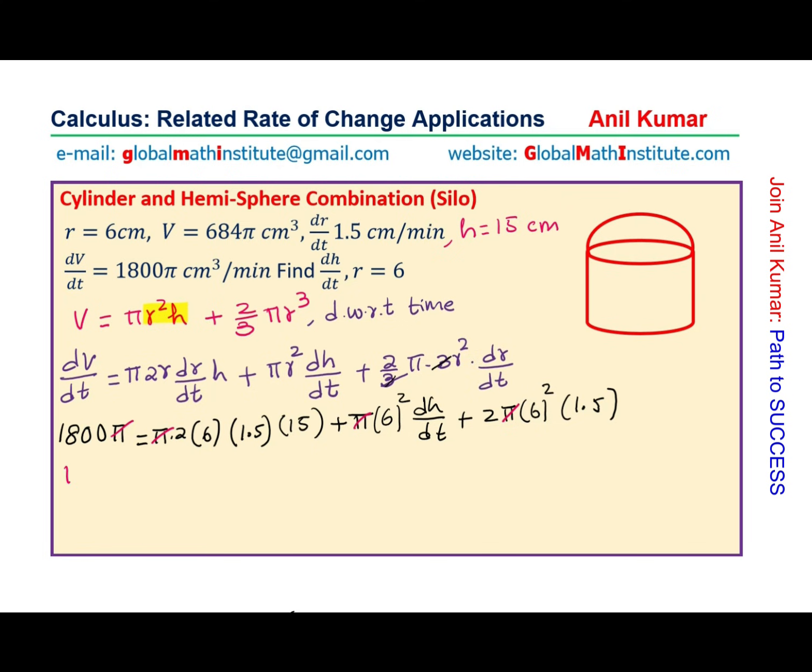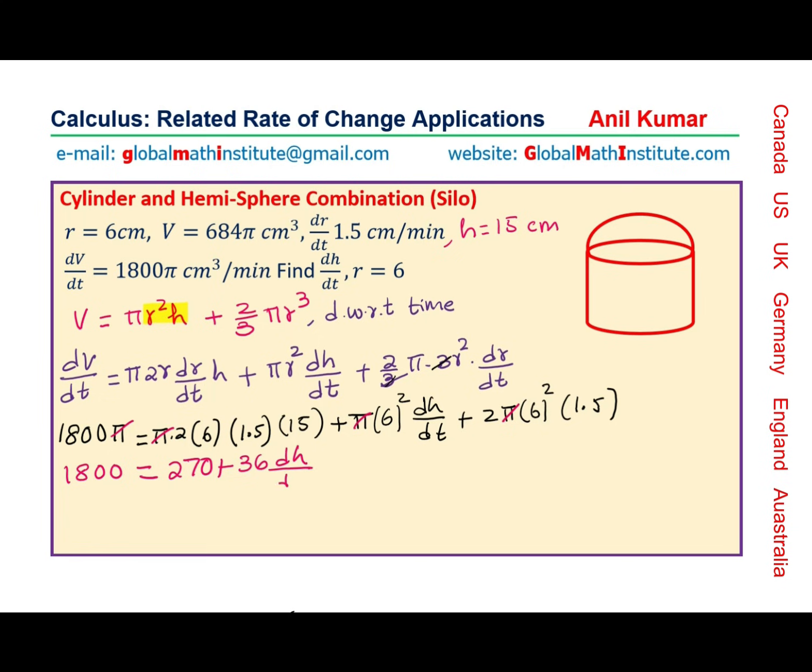We'll write down all the numbers. 1800 equals, let's multiply. So we have 2 times 6 times 1.5 times 15, 270, plus 36 dh/dt. And here we have plus 2 times 6 square, which is 36, times 1.5, 108.